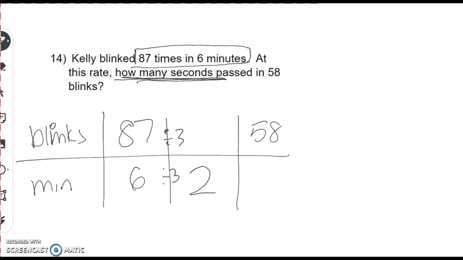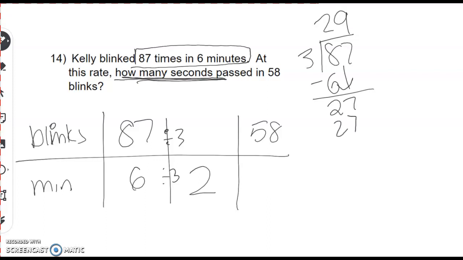6 divided by 3 is 2. 87 divided by 3. 3 goes into 8 2 times. 3 times 2 is 6. Subtract, you get a 2. Bring down the 7. 3 goes into 27 9 times. 3 times 9 is 27. Subtract, you get 0. So that's 29 blinks every 2 minutes.